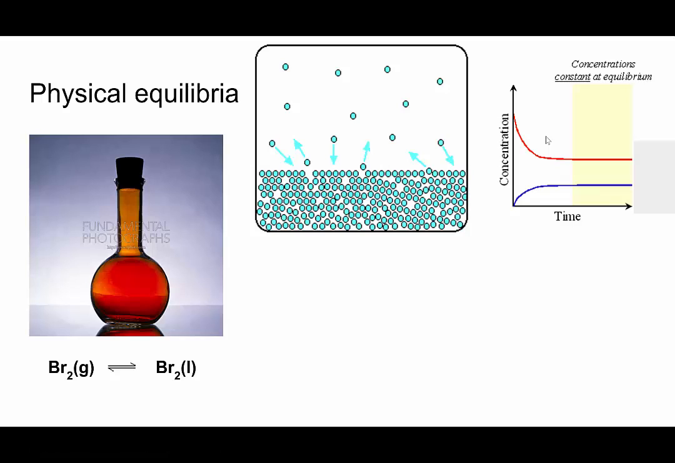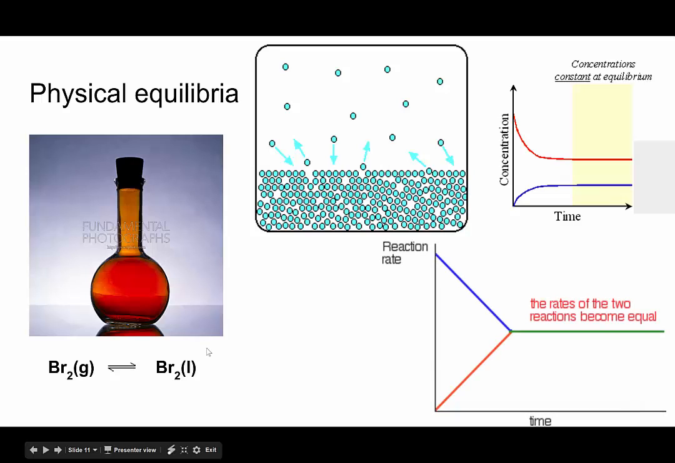What about the rate of reaction? What about the reaction that is going backwards, which is bromine liquid forming into bromine gas, and the reaction that is going forward, which is bromine gas forming into bromine liquid? Now, the reaction rate can be plotted on this graph as well. Initially, you will have a decrease of your reaction rate, meaning that the bromine liquid reaction will slowly decrease, whereas the reaction rate of the forward reaction will slowly increase as well, because you will have more and more bromine gas in the system.